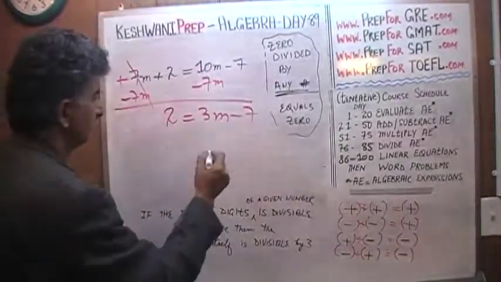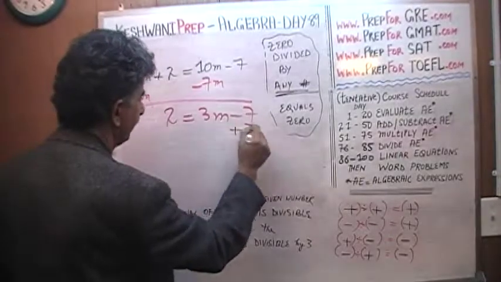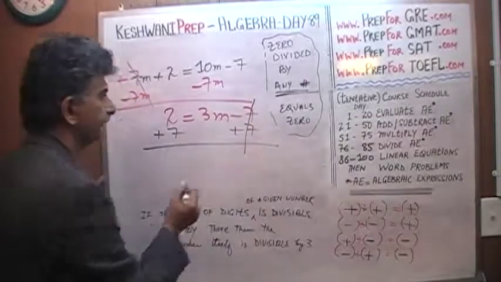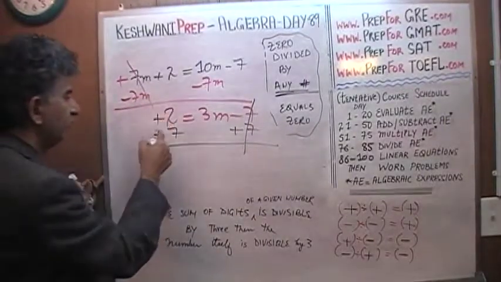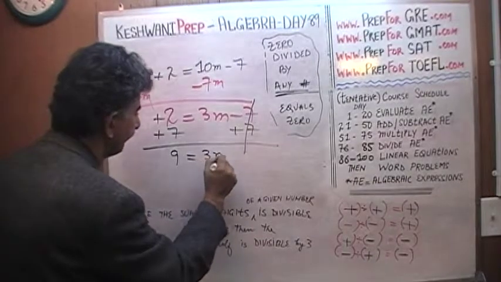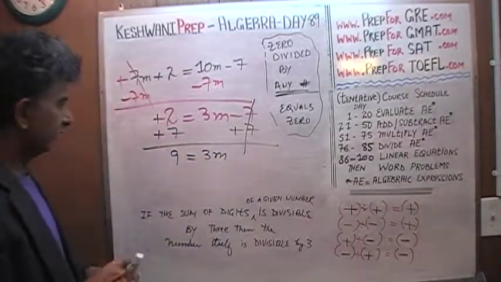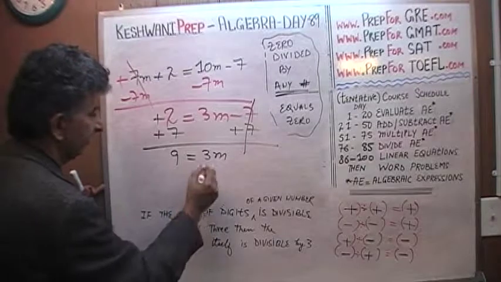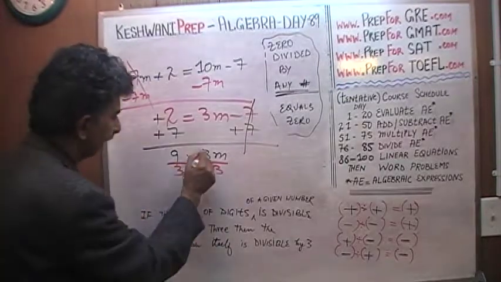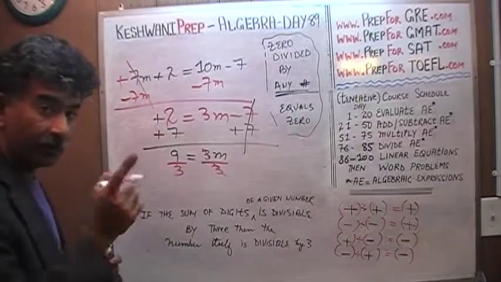Now we have to add 7 to this side, positive 7 to this side, to get rid of this 7. Positive 2 and a positive 7 is going to give us positive 9 equals 3m. How do we get rid of this 3? Divide both sides of the equation by 3. That will take care of this 3. And now we can switch the side.